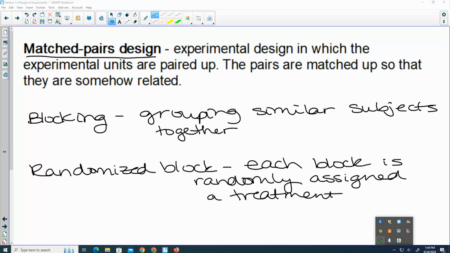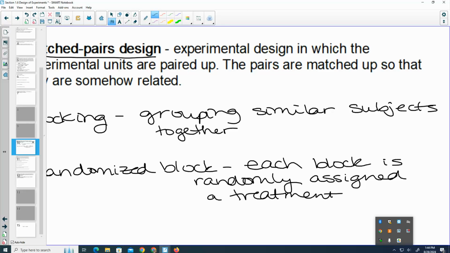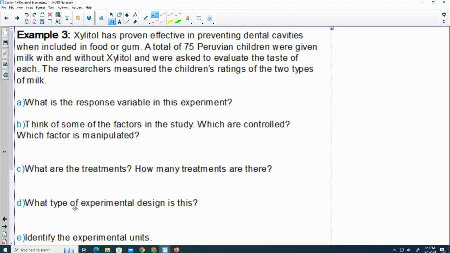So one final example of the day. Xylitol has proven effective in preventing dental cavities when included in food or gum. A total of 75 Peruvian children were given milk with and without xylitol and were asked to evaluate the taste of each. The researchers measured the children's ratings of the two types of milk. So this is just taking an experiment and seeing if you can pick out some pieces to it, which is all I'm going to ask you to do at this point.